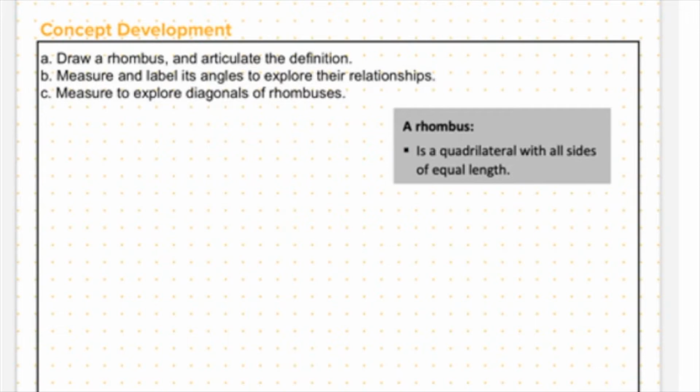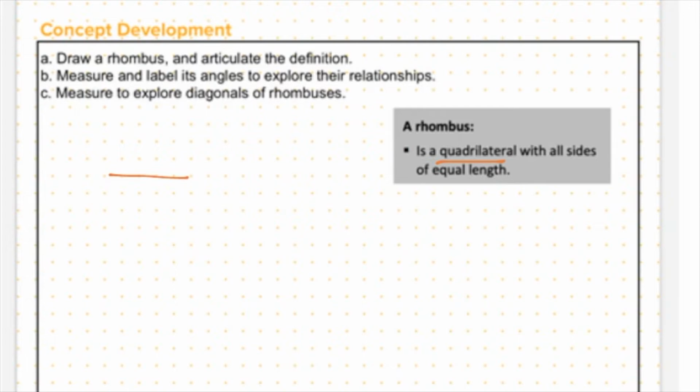It says draw a rhombus and articulate the definition. That's what we're going to focus on. Now, a rhombus is a quadrilateral with all sides of equal length. We know that a quadrilateral means it has 4 sides. It says all of the sides need to have equal length. Well, you know what? That really sounds like a square. It sounds like a square.